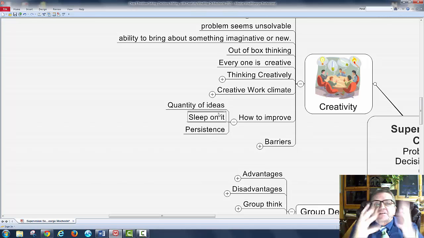Oh, I didn't think about this. That's a good idea. Or it will work. You see what I mean? So sometimes it's better to sleep on it and be persistent.